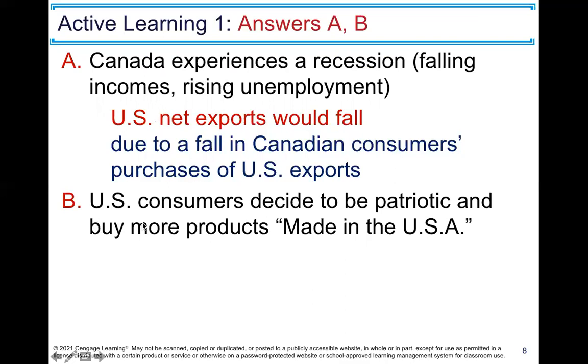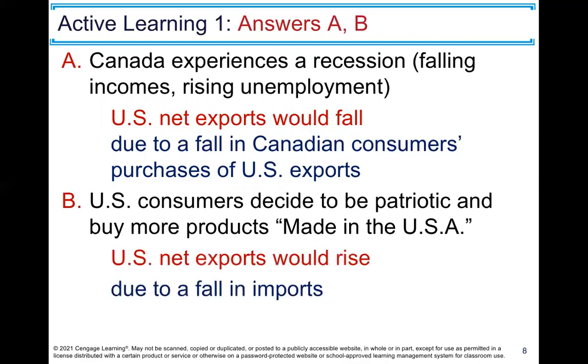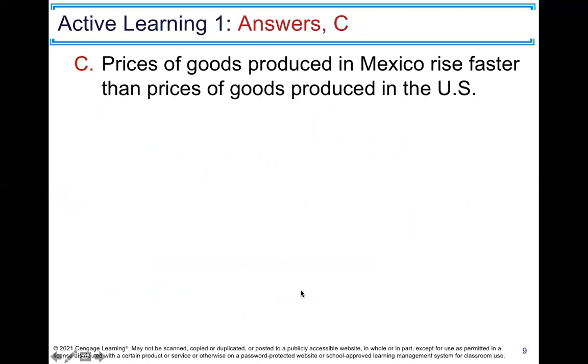B: Let's look at what happens when US consumers become more patriotic and buy more products made in the USA. If American consumers are buying more stuff produced in the US, our imports would fall, right? We're not buying Sony computers or stuff from China anymore. We're buying all American stuff, so our imports go down. And let's not forget that net exports is exports minus imports. So if imports fall and there's a minus sign in front of it, US net exports would rise, because the I side went down.